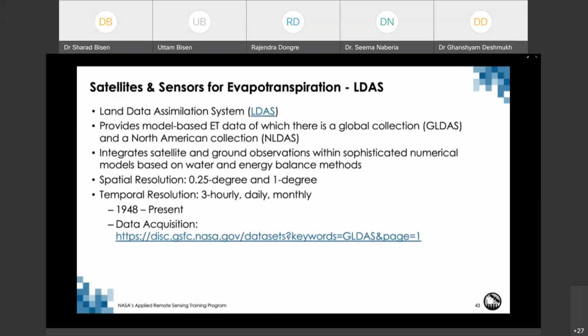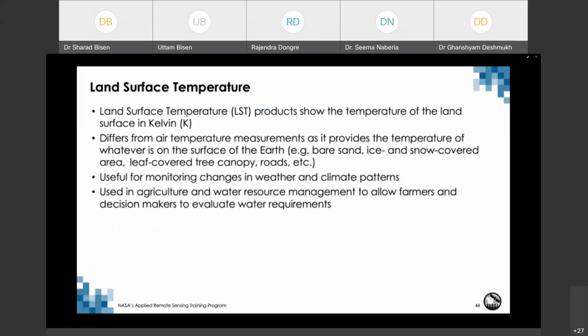Part 2 of this webinar series will focus on LDAS data for soil moisture, so we hope you will join us next week to learn how to analyze the data specifically for soil moisture applications. Below is a link for acquiring LDAS evapotranspiration data.